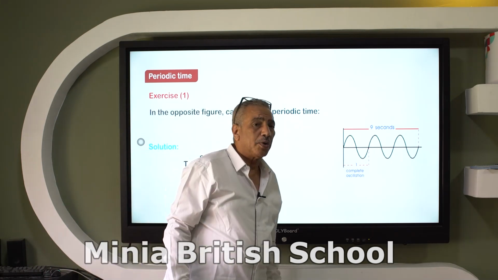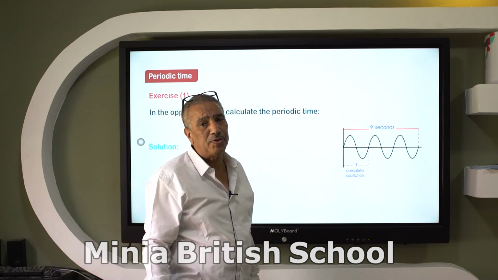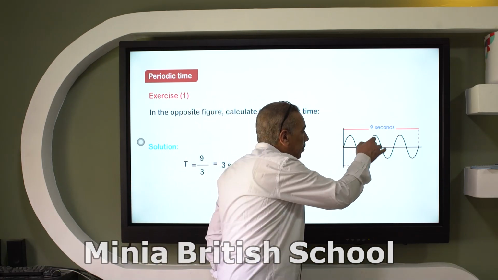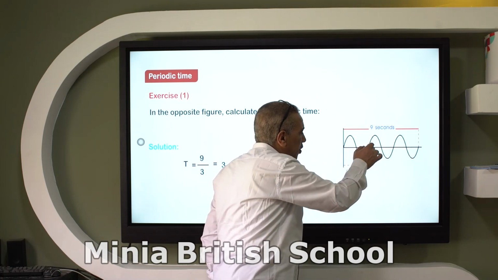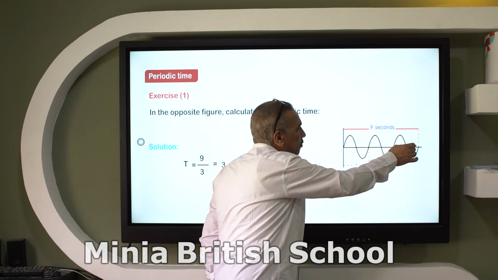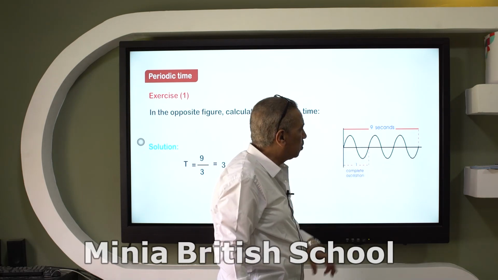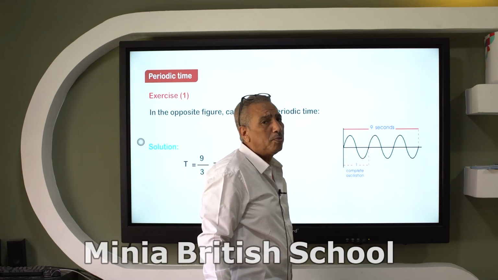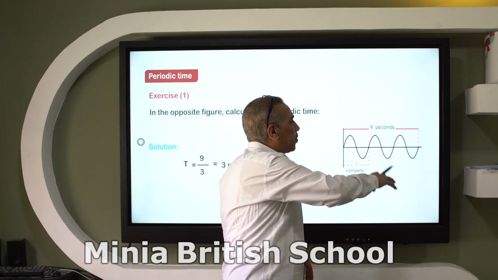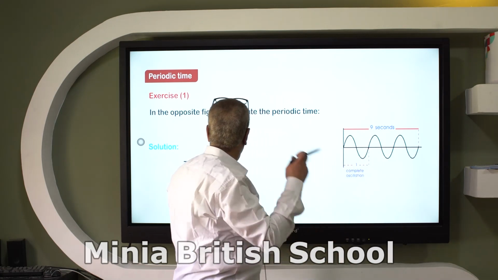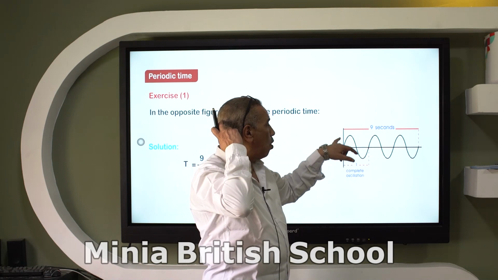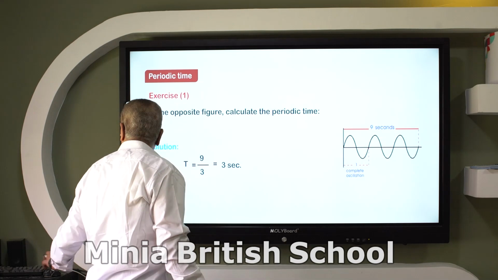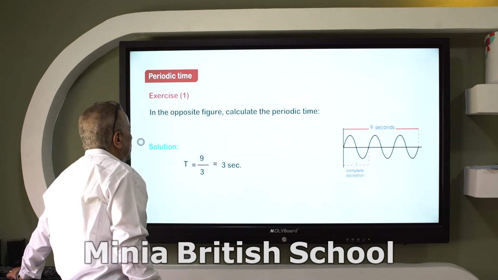In this figure, you have one of two ways of answering the calculation of the periodic time. We can calculate how many complete oscillations there are: till here 1, till here 2, till here 3. So I have in this drawing 3 complete oscillations, and the 9 seconds is the total time to make these complete oscillations. So the periodic time will be the 9, which is the time, over the number of complete oscillations, which is 3. It equals 3 seconds.